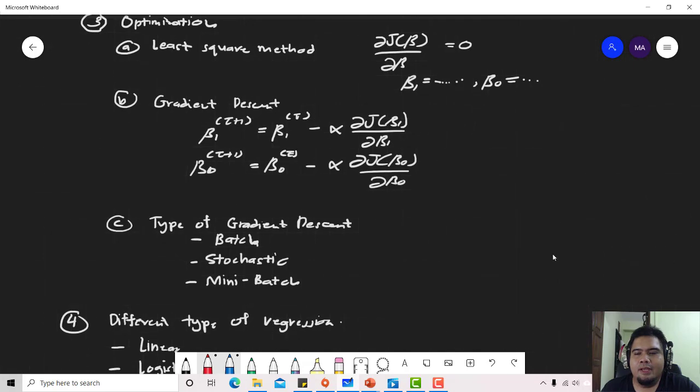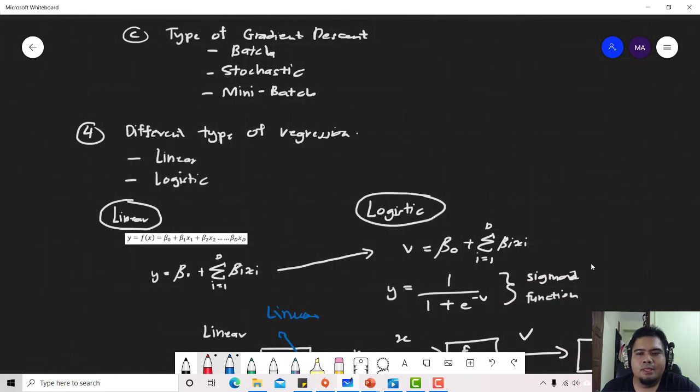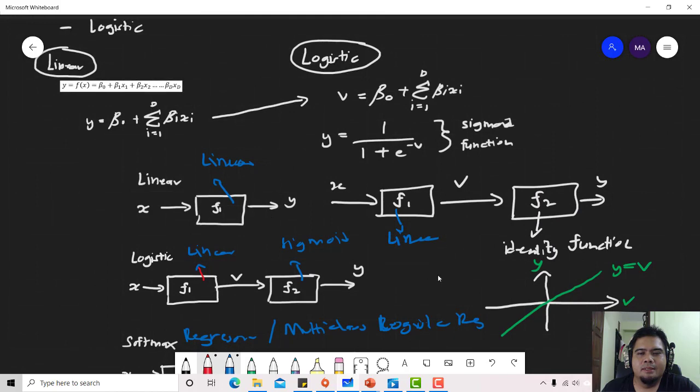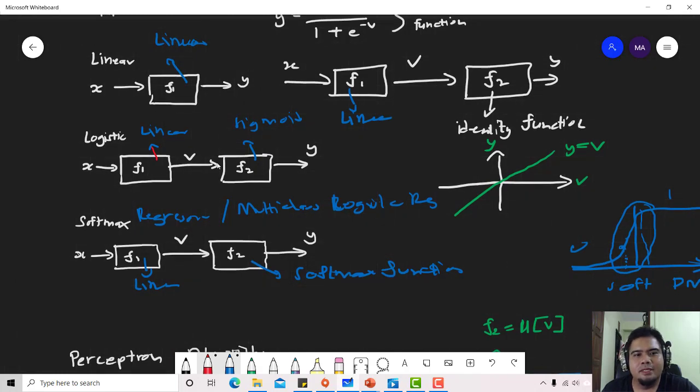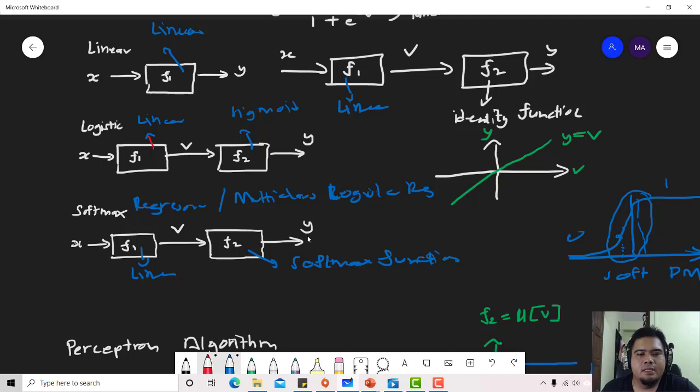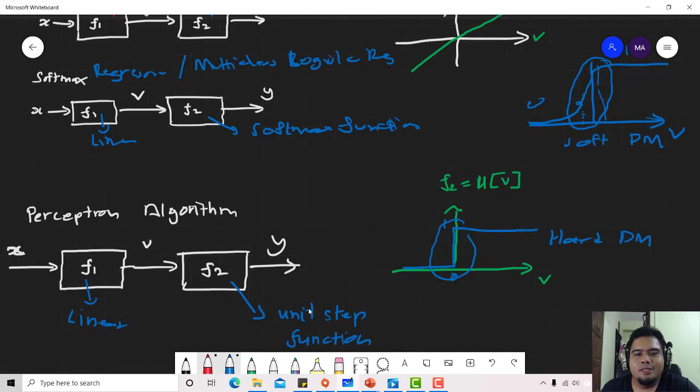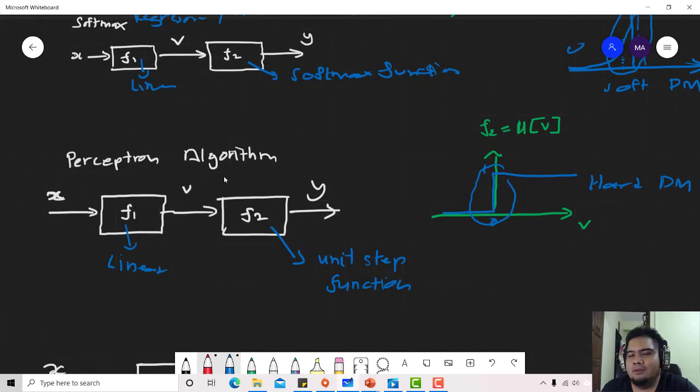Remember that I always like to draw our system in these two functions. I drew it when I drew linear regression. The difference is that this one is linear, and this one you can always change, and when you change it, it also changes the name of the system. If you use the identity function, it becomes linear regression. If you use the sigmoid function, it becomes logistic regression, and if you use the softmax function, it becomes softmax regression. If you use a unit step function, it becomes the perceptron algorithm.